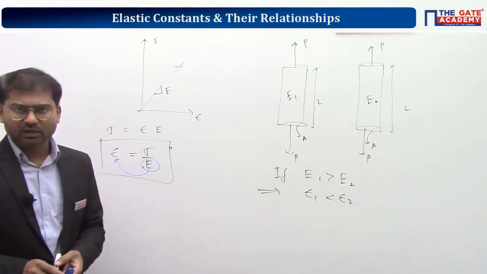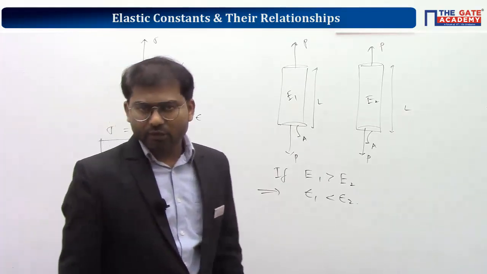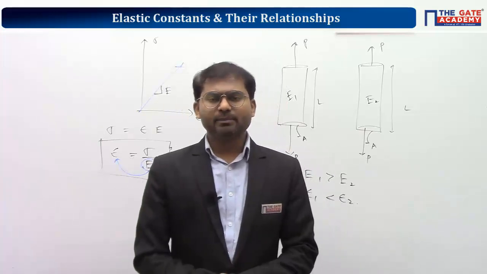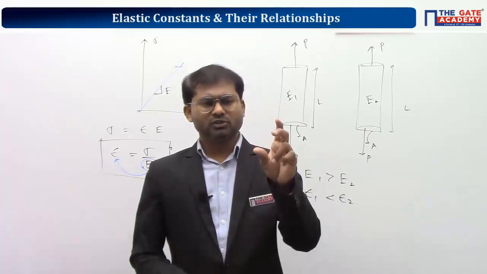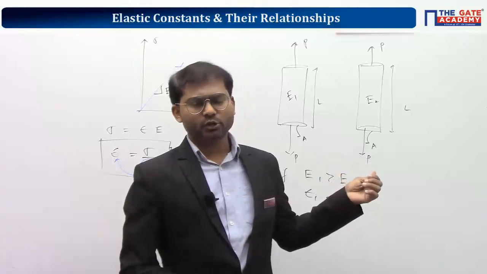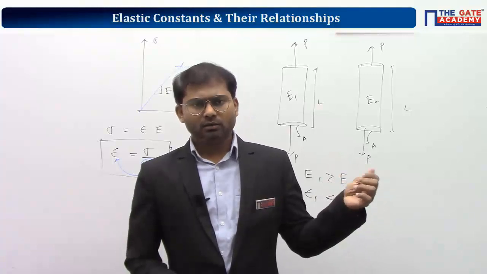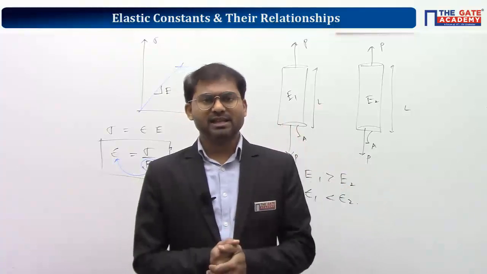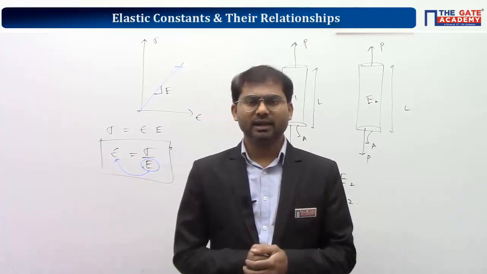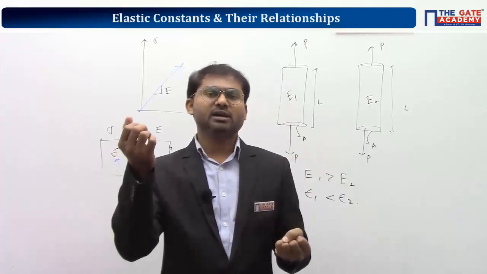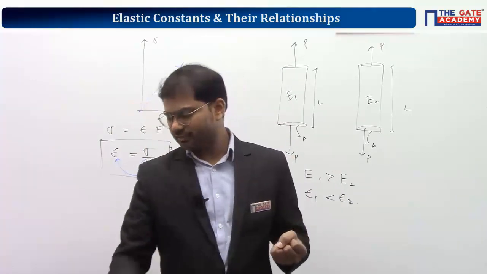So Young's modulus decides the value of the normal strain here. For example, you take a small stone cube, having some dimensions like 10 centimeters or 1 centimeter, in one hand, and in the other hand you take a sponge of the same dimensions.